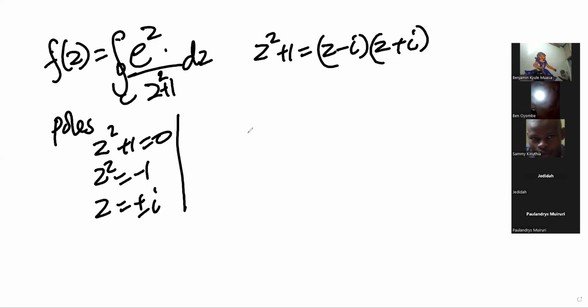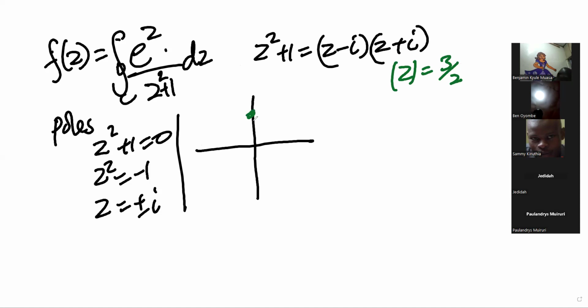The next step is to sketch the circle. We have been told that this is a circle with radius |z| equals 3/2, so it's 1.5. This is the imaginary axis and this is the real part. So you draw that circle there. Now you can see that i is somewhere here and minus i is somewhere here. Both of these points are inside the circle. That's okay. So then we go to apply.